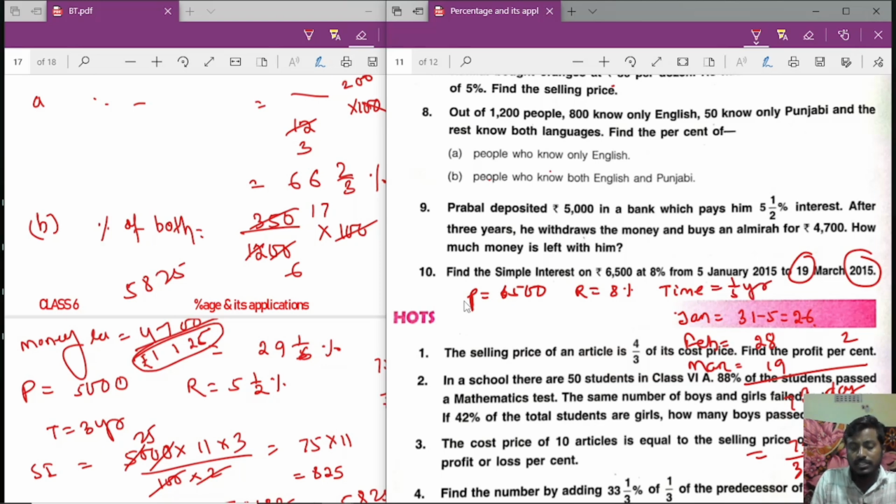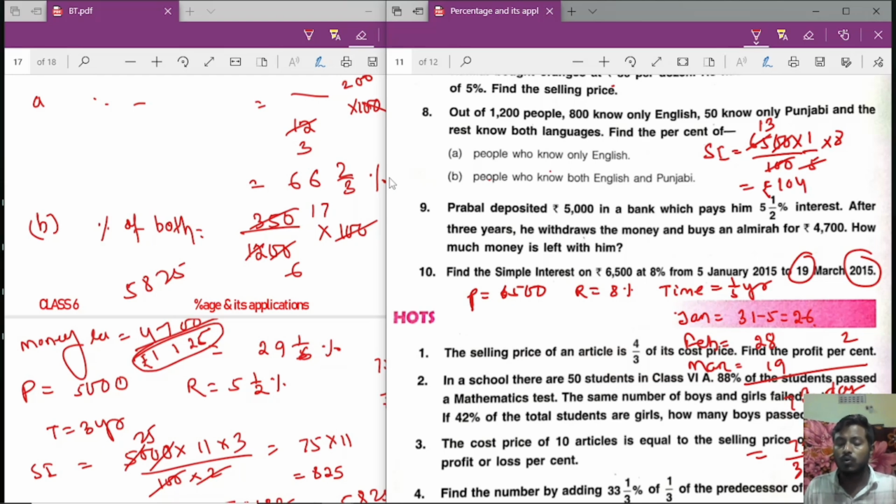Now find the simple interest. The simple interest formula is P into T into R by 100. So SI equals P, 6,500, T equals 1 by 5, into R equals 8 divided by 100. So 0000 cancel, 5 13 ja, 13 8 ja, 104 rupees. So the answer is 104 rupees simple interest. If the question asks to find the amount, then simply add the simple interest to the principal.